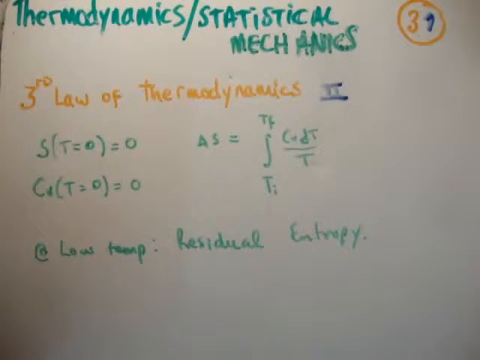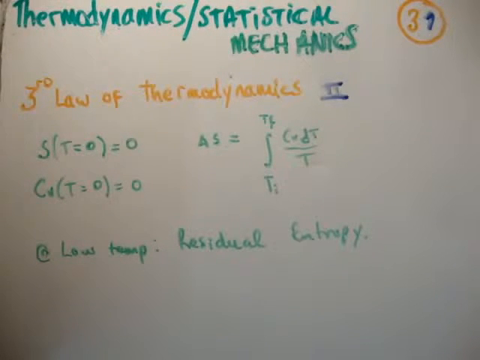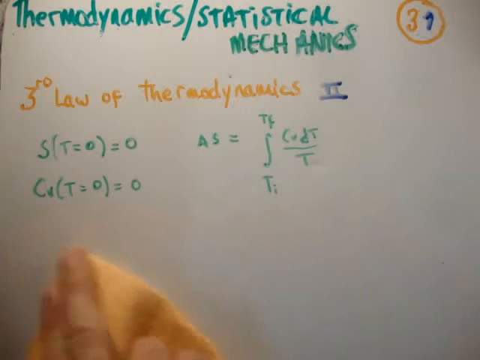I said that at T equal to 0, or 0 Kelvin, both the entropy and the heat capacity at constant volume are 0. And we got this expression here that the change in entropy was equal to the integral from your initial temperature to your final temperature of C sub V dT over T. And I also said, but I didn't prove it, that at low temperatures we have a thing called residual entropy, where some of the states don't actually get into the multiplicity of 1. You might have a slightly larger multiplicity, which we won't worry about here.